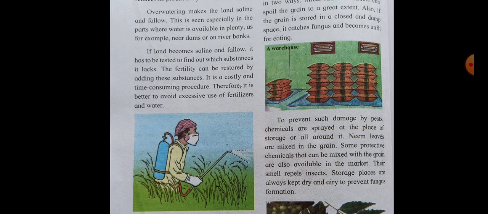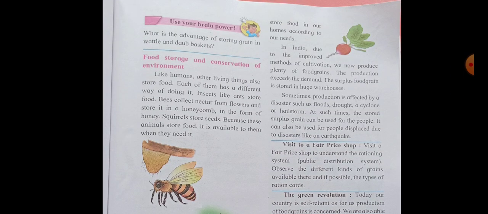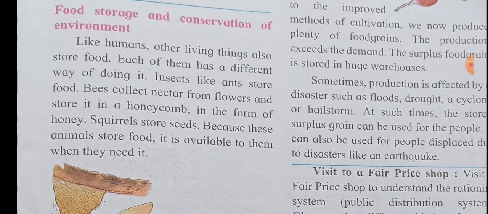What is the use of the neem leaves? I will discuss that with you. Now this is the textbook's next page, about animals. Food storage and the conservation of the environment. Animals can also store food like human beings. Human beings store food.